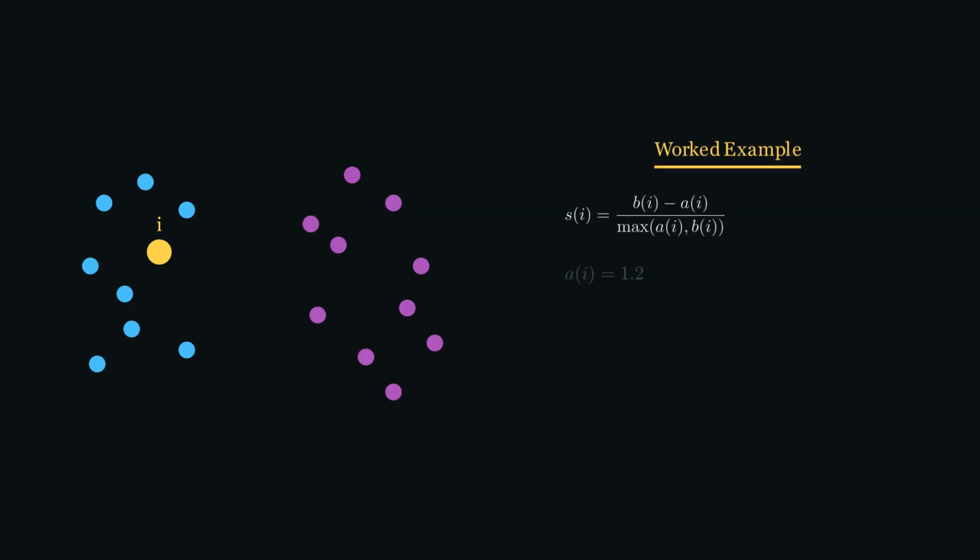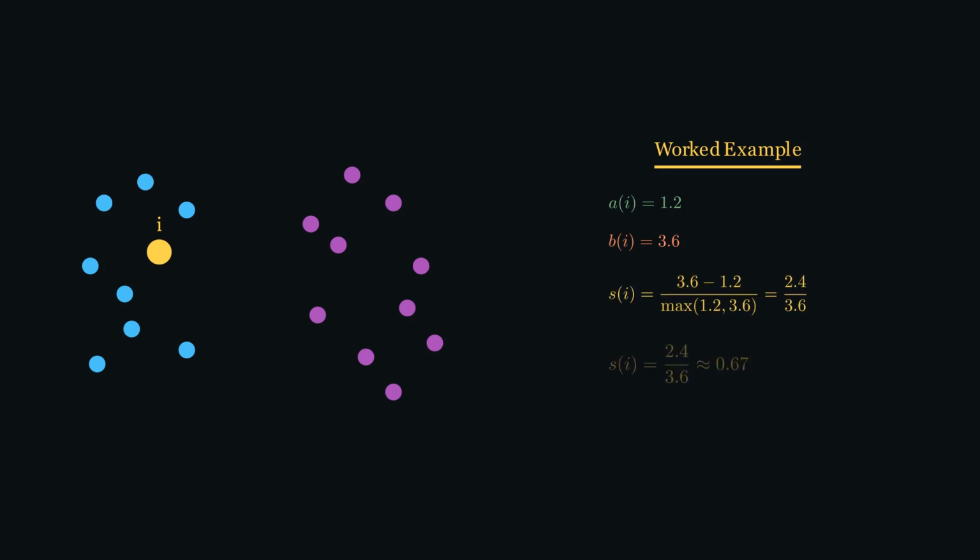Let's plug in real numbers for our point I. Suppose the average distance to its own cluster, a of I, comes out to 1.2, and suppose the average distance to the nearest other cluster, b of I, comes out to 3.6. The silhouette value is 3.6 minus 1.2 divided by 3.6. That gives 2.4 divided by 3.6, which is 0.67. A score of 0.67 is close to 1, so point I fits its cluster nicely.